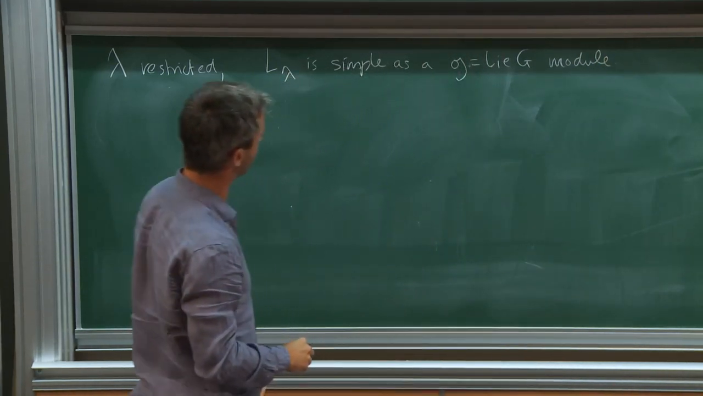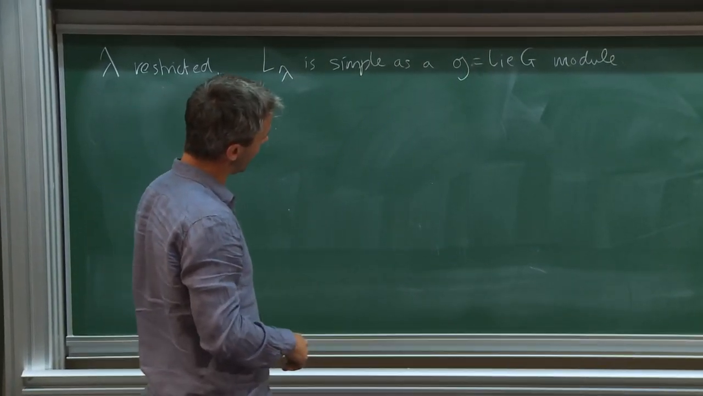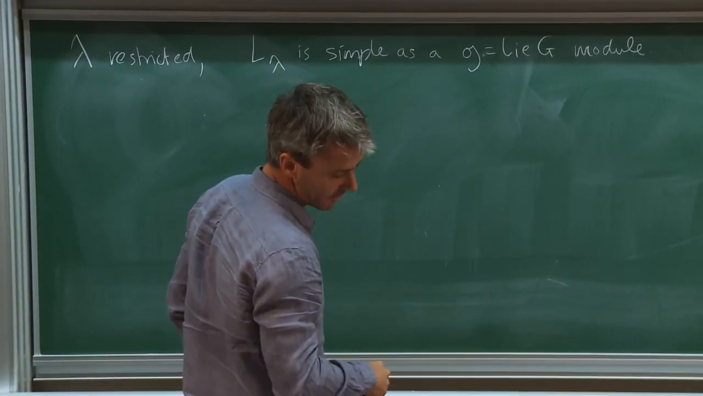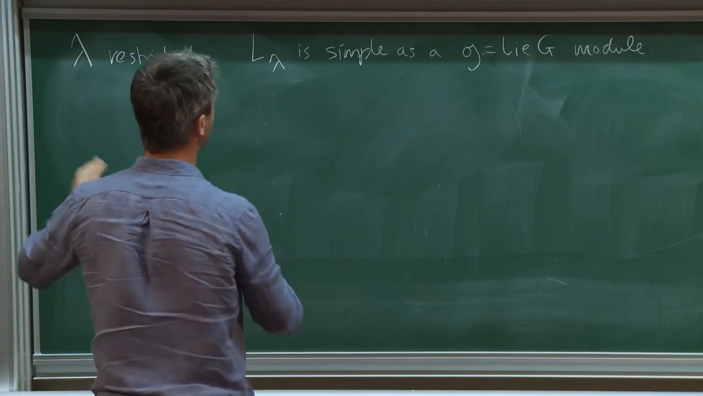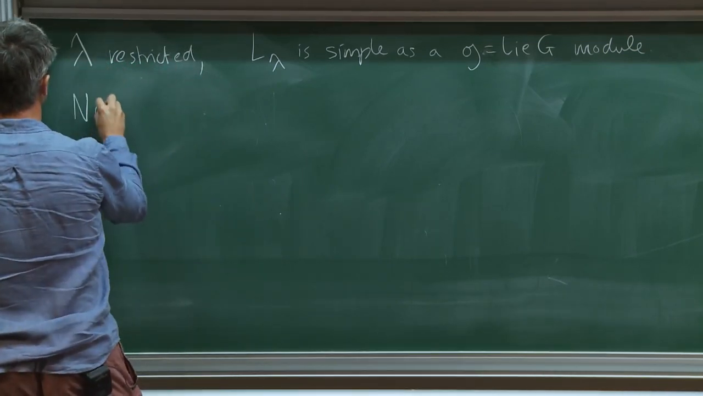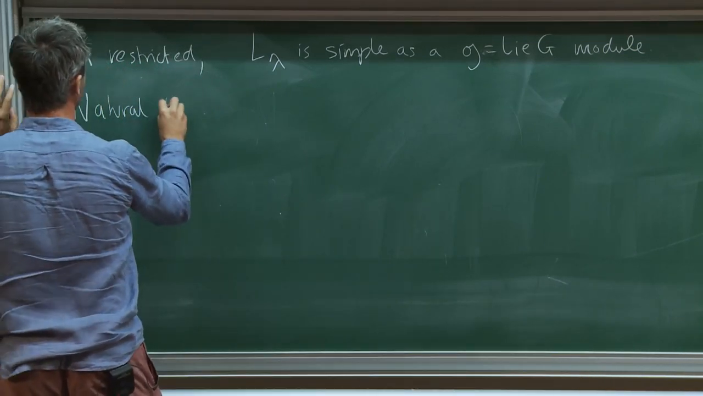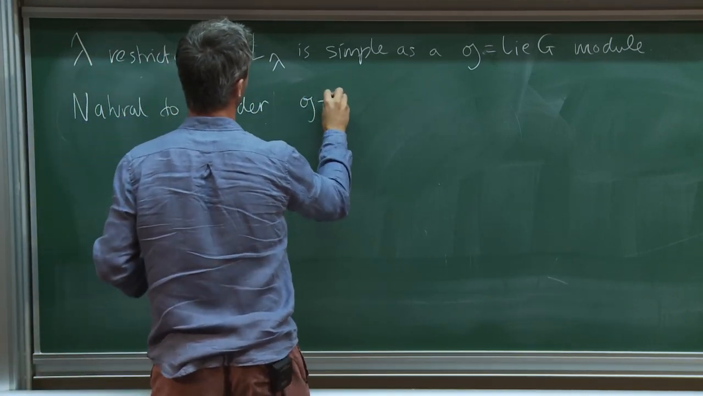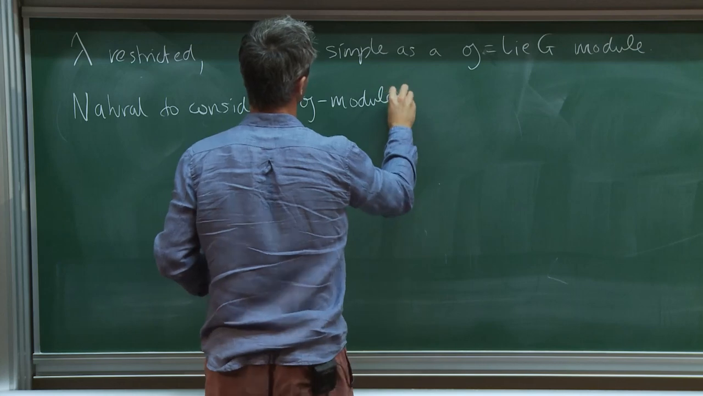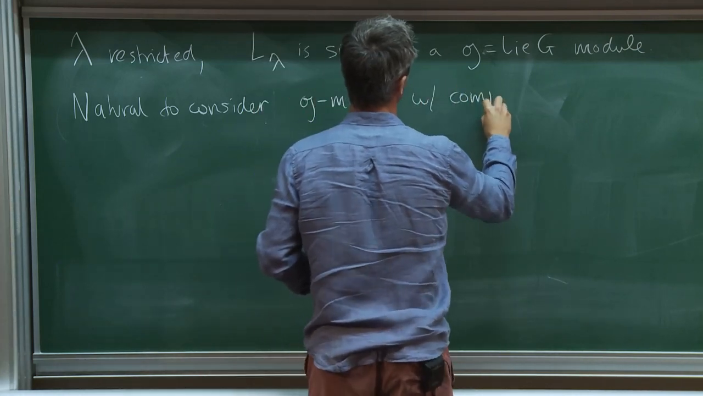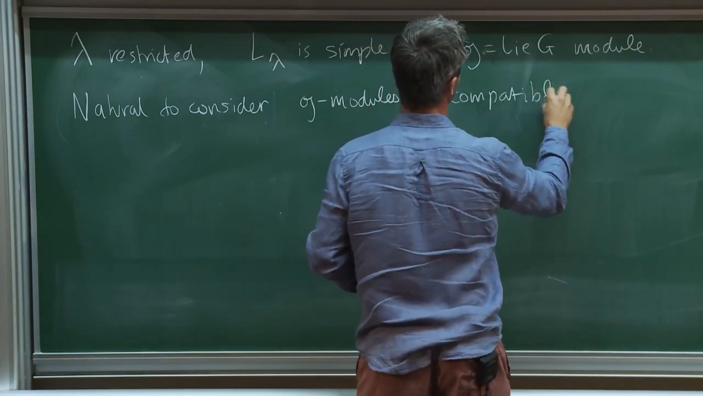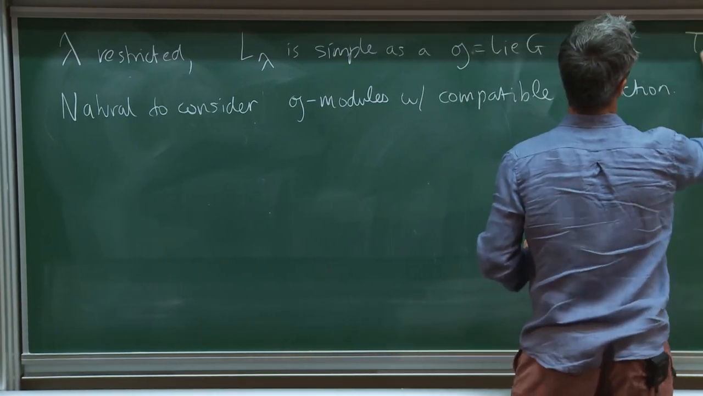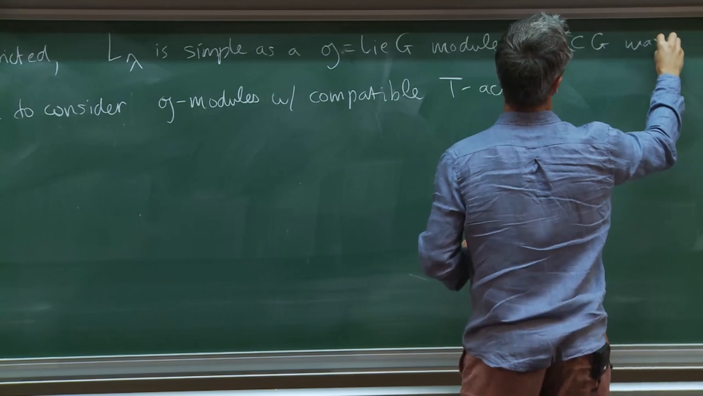Okay, and somehow looking at modules for the Lie algebra is much simpler than looking at modules for the algebraic group. And so it's natural to consider G modules with compatible T action. So T inside G is a maximal torus.